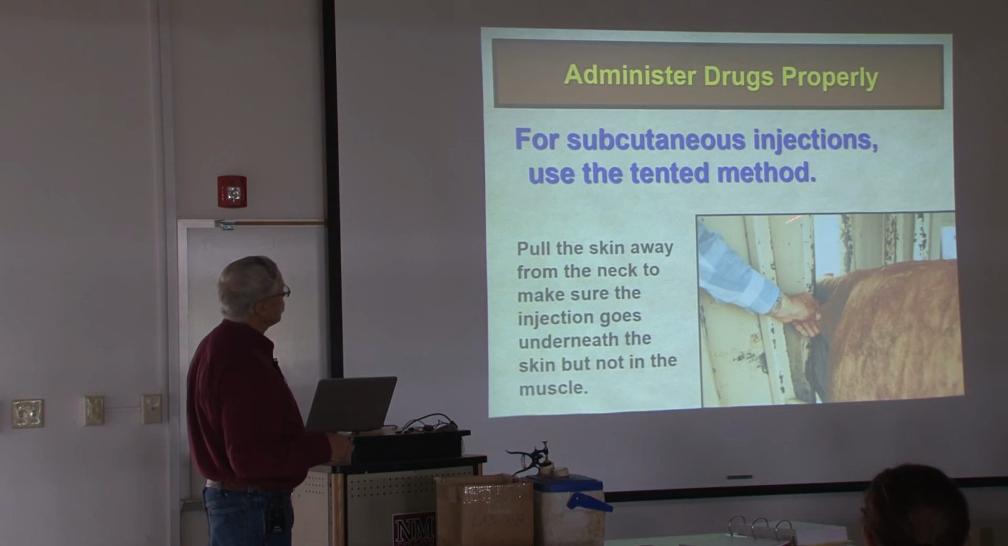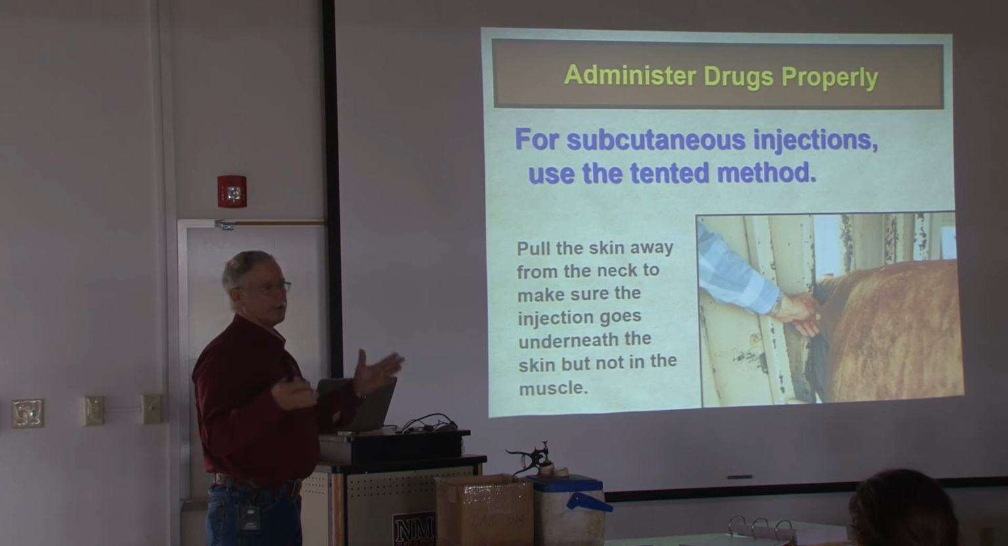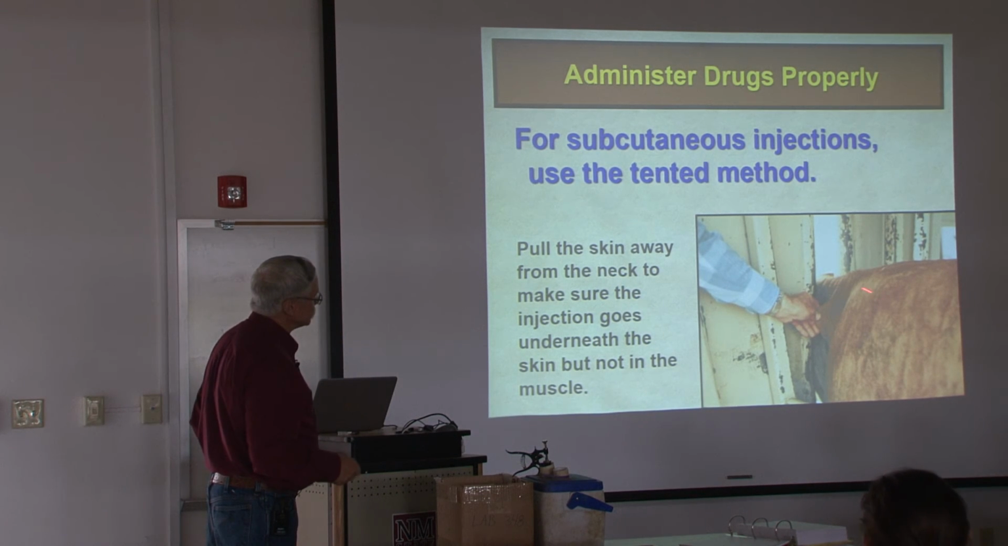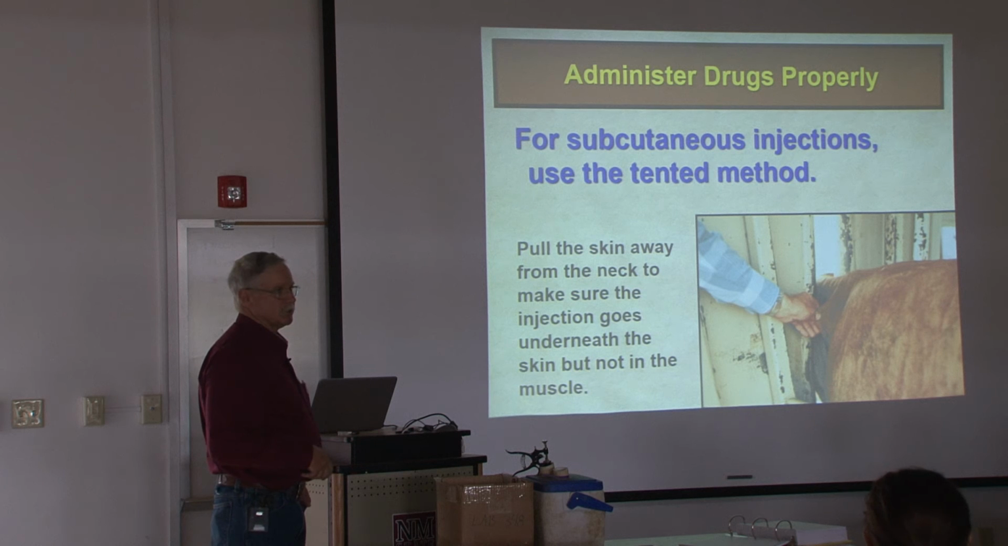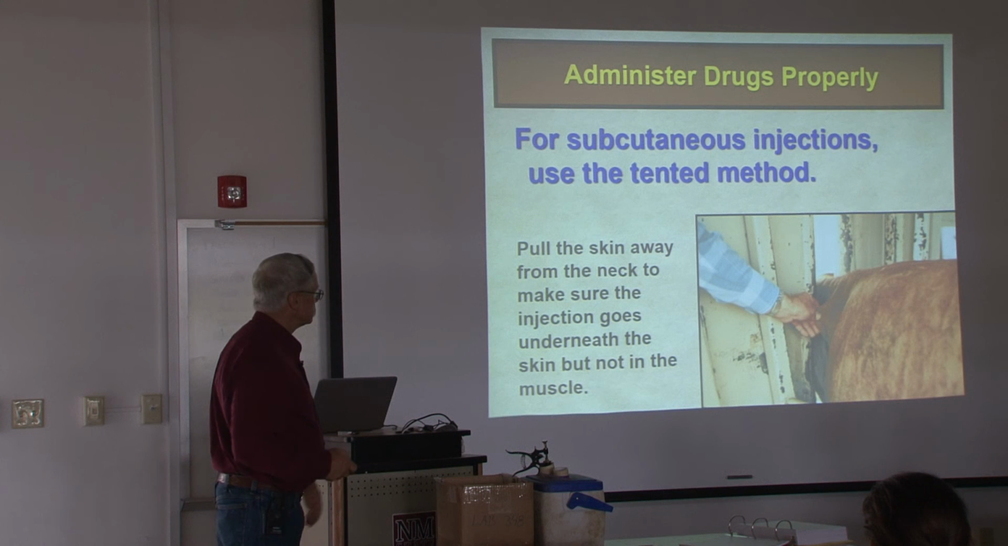To give a more correct sub-Q, you increase your chances of giving a proper sub-Q injection if you tent the skin. So you pull the skin up a little bit and go right behind it. By elevating that skin off of there, it gives you a better opportunity to not pick up muscle.